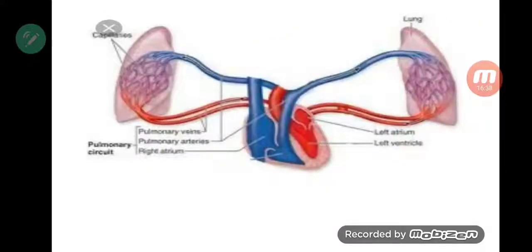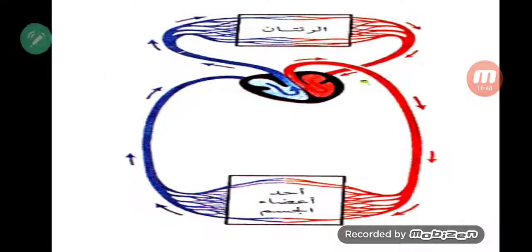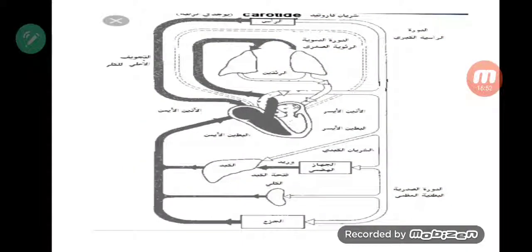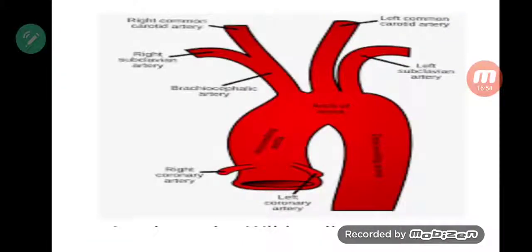This picture shows the minor circulation between the heart and the lung to get oxygenated blood and to get rid of the deoxygenated blood. Here is the aorta and its branches.